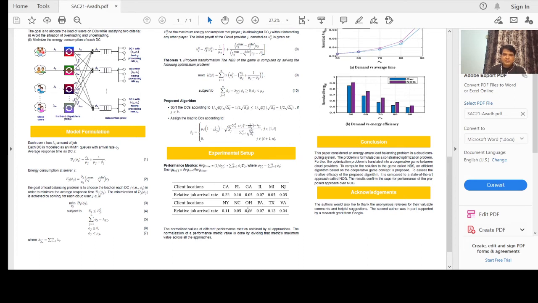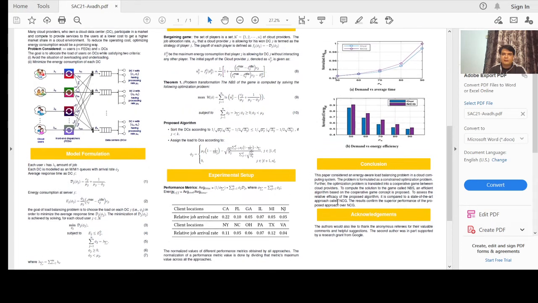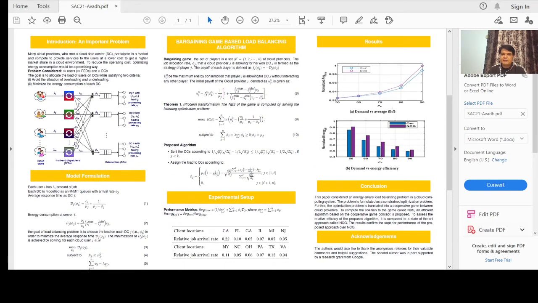poster. To present the results of our algorithm, we have compared our approach with another state-of-the-art non-cooperative game based approach. The results presented here are normalized values. To normalize the results, we obtained the results of each approach, and the normalization of performance metric values is done by dividing by the metric's maximum value across all the approaches. Here we have considered two cases, starting with demand versus average time. We have varied the size of demand, starting from 50% demand. 50% demand means that if the processing capacity of a server or the complete system is 100, we are allocating a job of size 50. Then 60% of the total processing capacity, 70%, 80% and 90%.